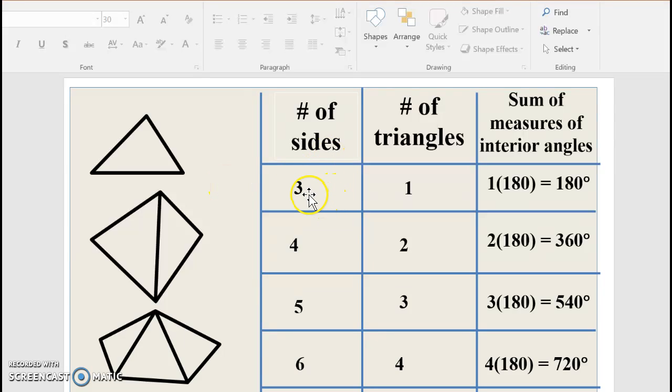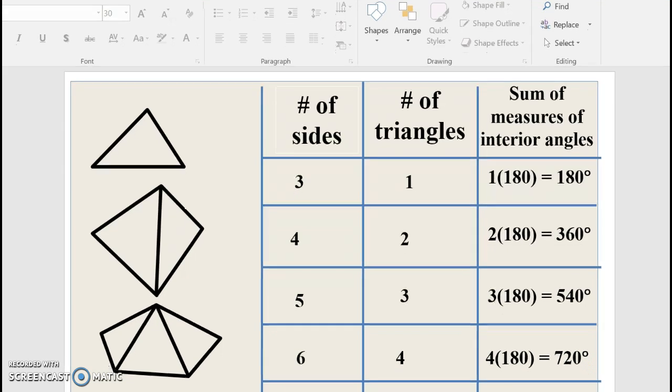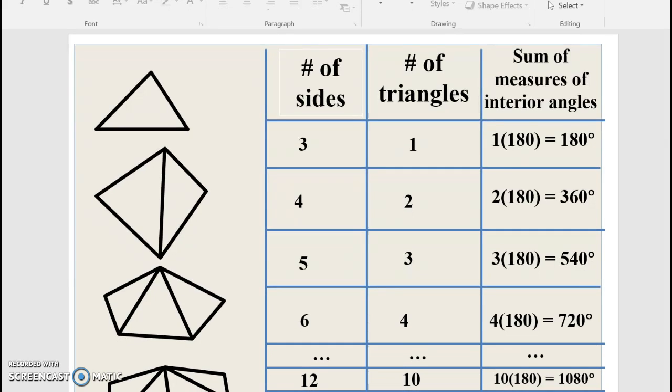We'll put this information into a chart form just to see if we can find a pattern. Again, a three-sided polygon, a triangle here, has one triangle, so the interior angle sum is 1 times 180, which is 180. For a quadrilateral, four-sided, we have two triangles, so the interior sum is 2 times 180, which is 360. For a pentagon, we have three triangles, and the sum of the interior angles is 3 times 180, which is 540. And then for a hexagon, we had four triangles. 4 times 180 is 720. Let's just skip down a few and check what the pattern would be for a decagon.